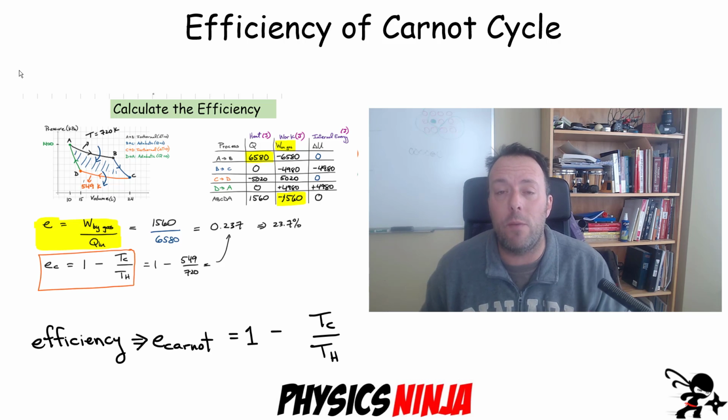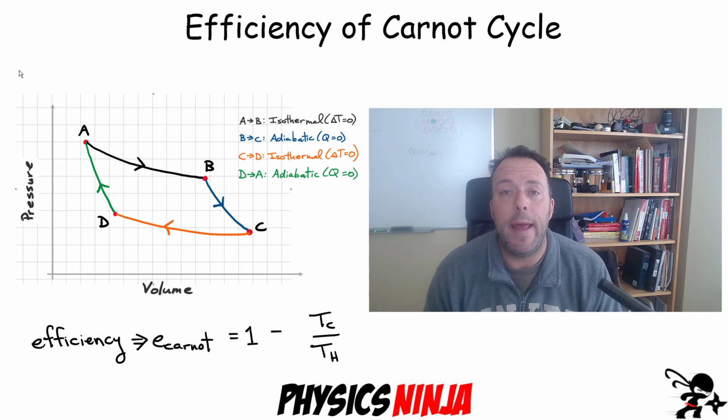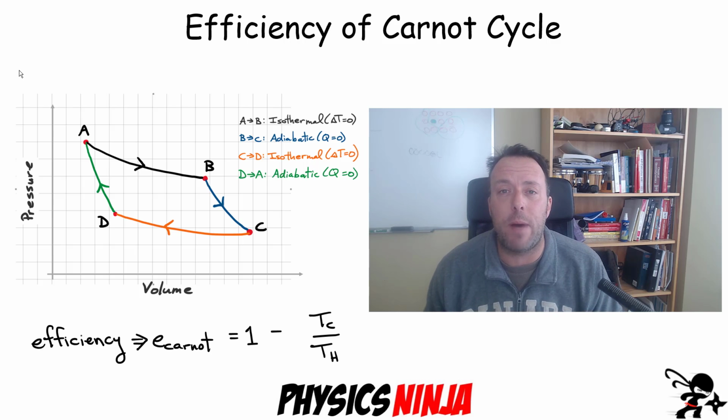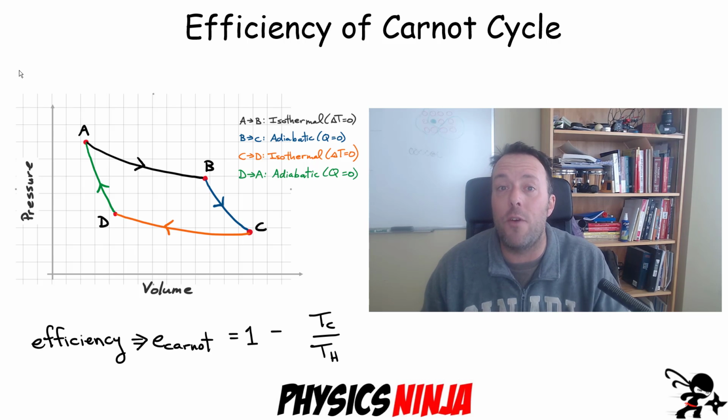In this video, I'm just going to consider this general Carnot cycle, and I'm going to show you how you can prove that the efficiency is given by this equation. By the end of the video, you'll know where this equation comes from. And hopefully you can use this knowledge to calculate the efficiency of other cycles, other than the Carnot, maybe a Stirling, an Otto, or something else that appears on a PV diagram.